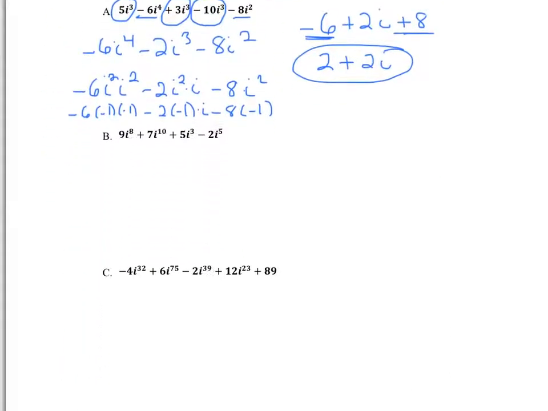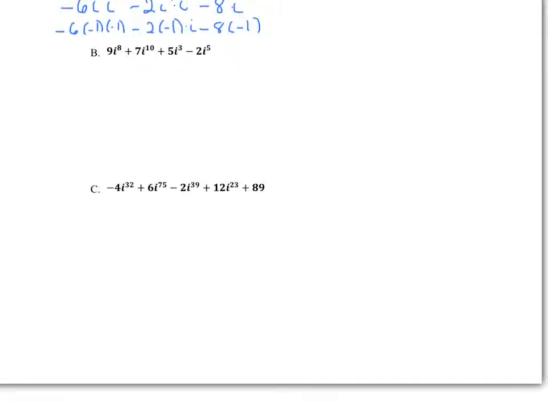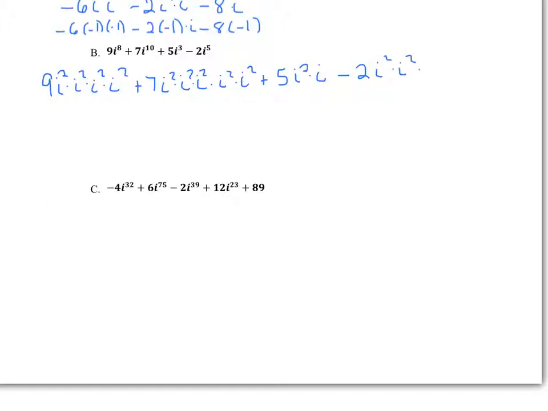In letter B, we're going to go ahead and look at combining like terms, but i to the 8th, i to the 10th, i cubed, and i to the 5th. We don't have any like terms, so let's go ahead and separate out what we do have. So we have 9 times i to the 8th, which is really i squared times i squared times i squared times i squared. So that would be 2, 4, 6, 8. Plus 7 times i to the 10th, which is i squared five times. 2, 4, 6, 8, 10. Plus 5 times i squared times i, minus 2 times i squared times i squared times i, because that's 2, 4, 5. And then I'm going to go back and plug in my -1.